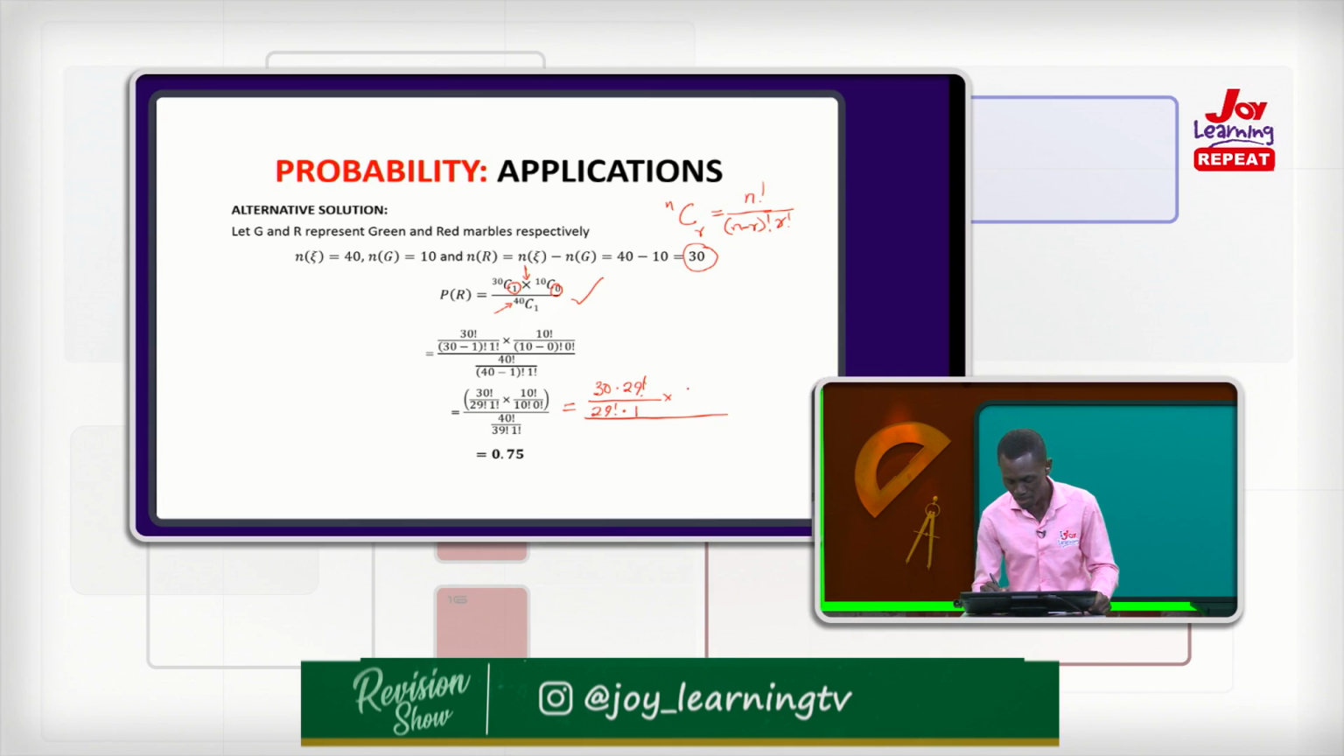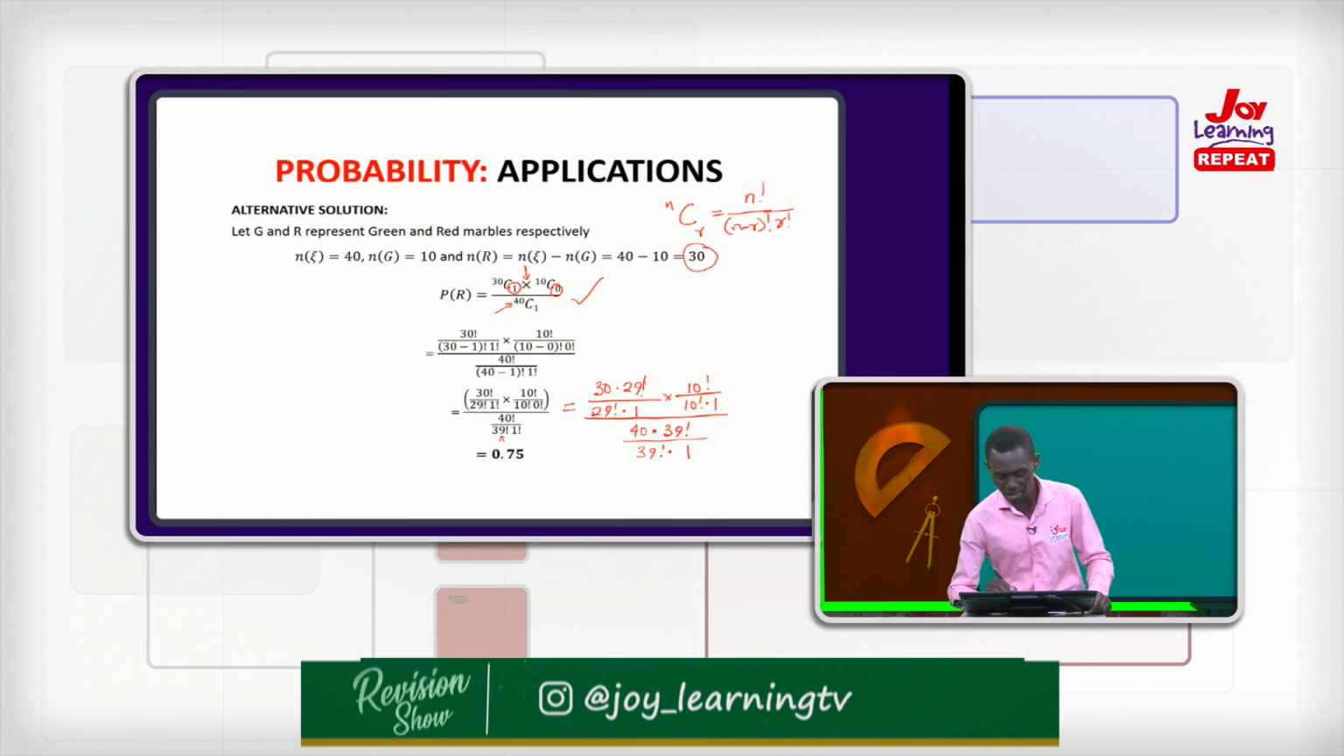Multiplied by 10 factorial. And this time around, I won't even write it because I notice there's another 10 factorial multiplied by 1. Why 1? Because 0 factorial, remember, is 1. All of that divided by 40 multiplied by 39 factorial. Again, because I can see 39 down here, I don't want to go further. Divided by 39 factorial multiplied by 1.